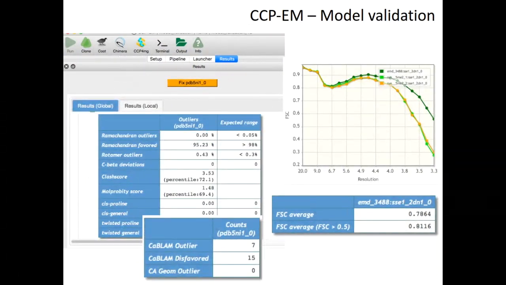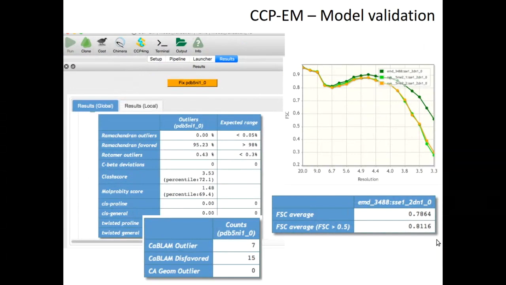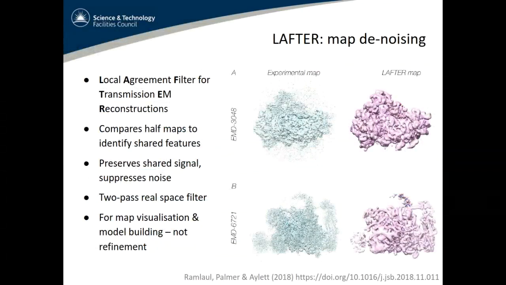You then also get a global results page, which shows you the overall statistics for the structure: your Ramachandran outliers, C-beta deviations, the clash score, MolProbity score, and also your model-to-map FSC curves. So this is all the information you need to interpret your model and understand whether it is a good model geometrically and whether it's a good fit to your density.